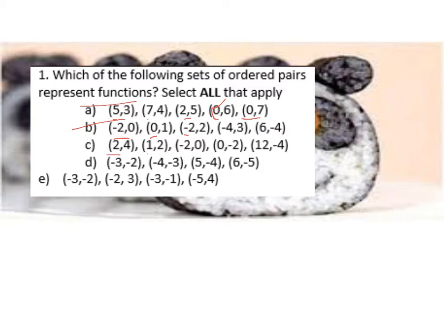2, 1. Negative 2, 0, 12. That is a function. So far we have C. Negative 3, negative 4, 5, 6. That is a function. And last one, negative 3, negative 2, negative 3. So it looks like the answer in this case is C and D, because of course the x values do not repeat.